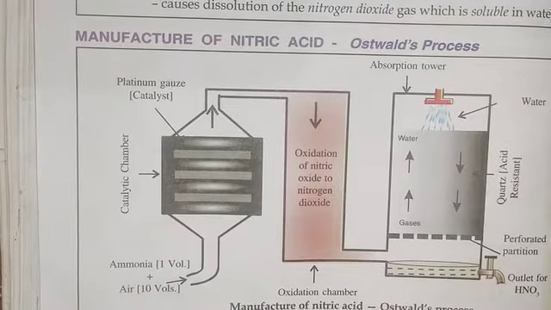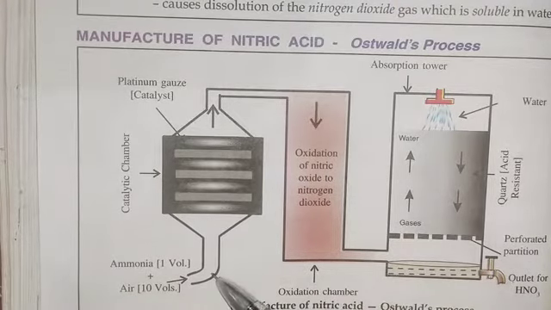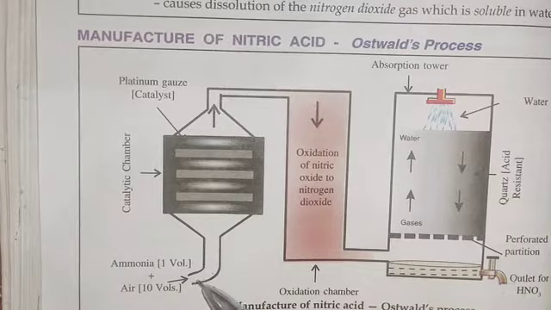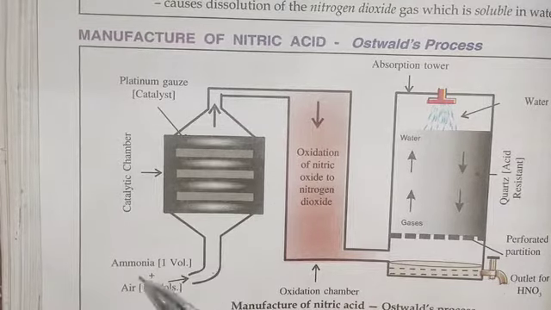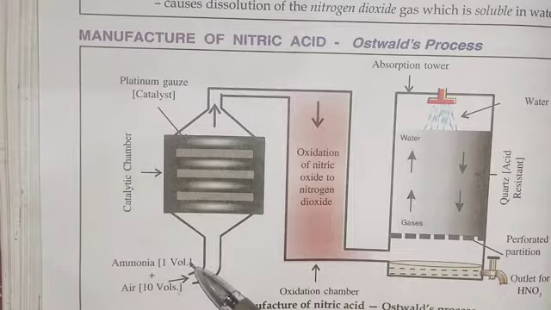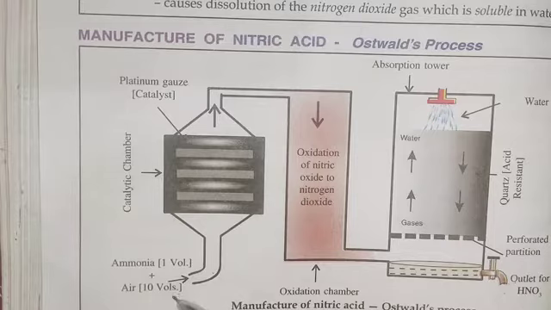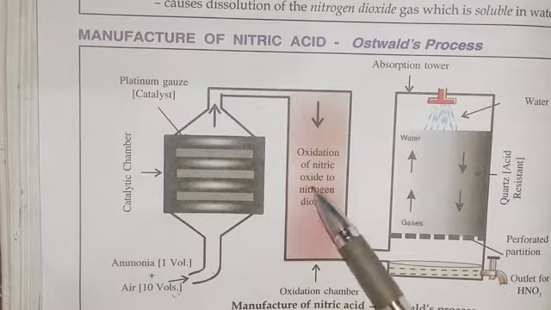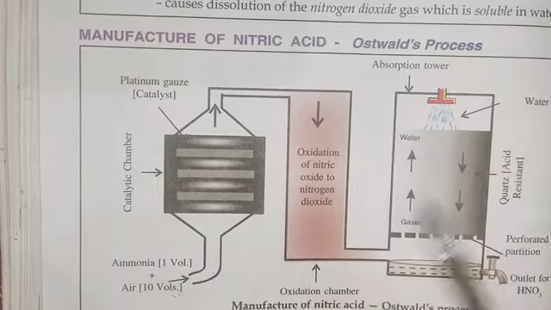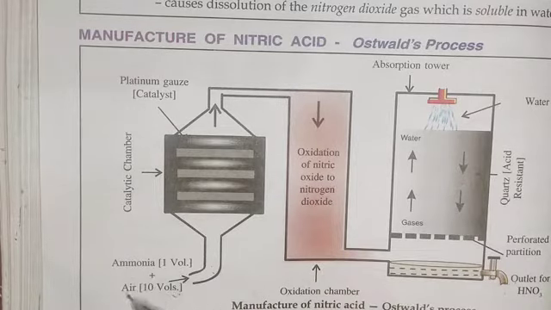So the first step is that from this inlet we are inserting the mixture of air and ammonia together. Here the volume of air is 10 volumes and ammonia is 1 volume. We are taking a higher concentration of air in it because air is used in all the 3 chambers here, so we need a great amount of air in this mixture.